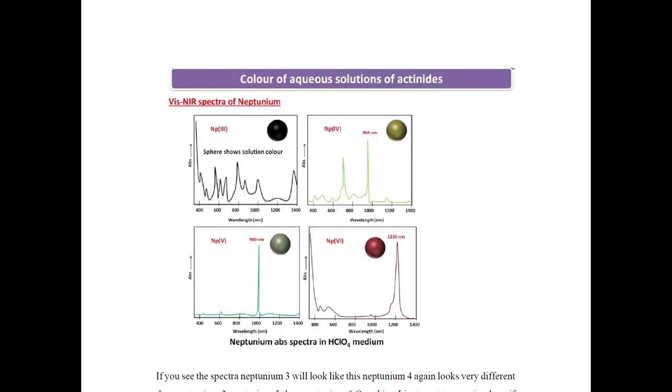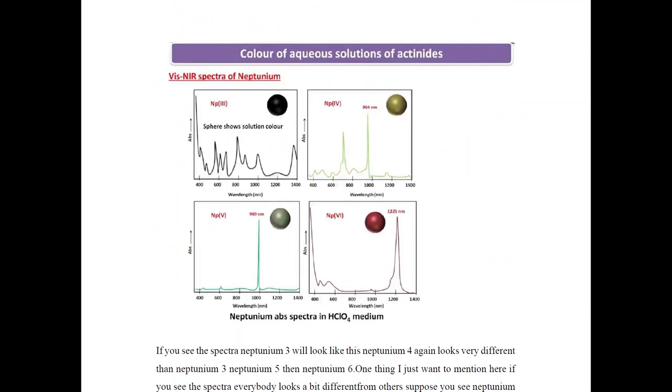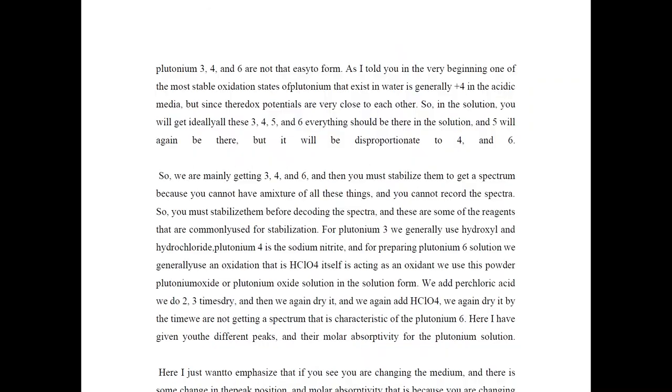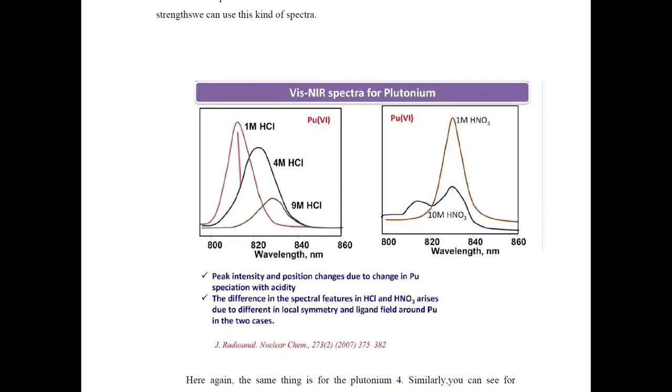This one is now visible to near IR. The colors: neptunium 3, neptunium 4, neptunium 5, neptunium 6. You can see here plutonium 3, 4, 5, 6, 7. The visible near-IR spectrum of plutonium is like this. Peak intensity and position change due to the change in plutonium speciation with acidity.